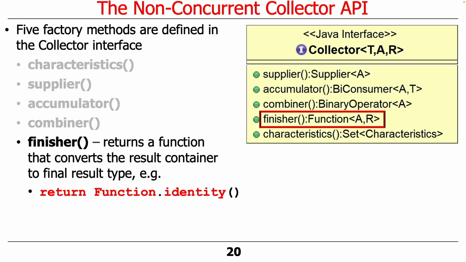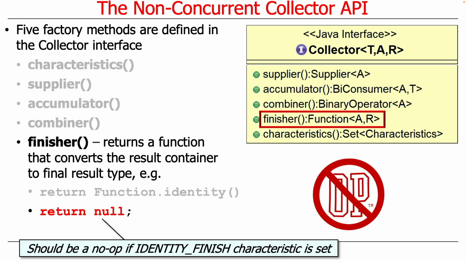And then we have finisher, which returns a function that converts the result container to the final result. So there's a couple different ways to do this. Function.identity just returns the underlying accumulator as the finisher result. If you think that's a waste of time, which it often is, then you can set IDENTITY_FINISH, which says don't even bother calling the finisher at all because it's just going to return the accumulator, and then you can just have it return null. And so the whole thing will be skipped altogether. So that's just a little optimization that is going to occur if IDENTITY_FINISH is set as a characteristic.